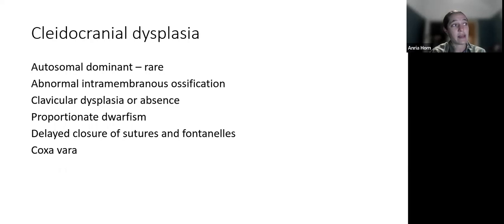And then the proportionate dwarfism. I'm not sure about the coxa vara, but they also get delayed ossification of the pubic symphysis and so forth. So nothing special to do here, really. There's no reconstruction for the clavicles indicated or anything like that. It's just fun to know about. Okay.